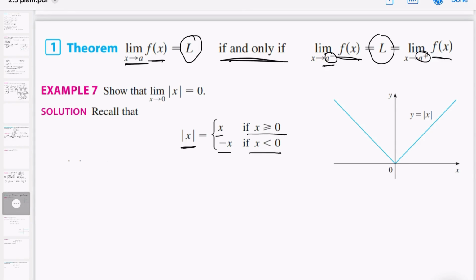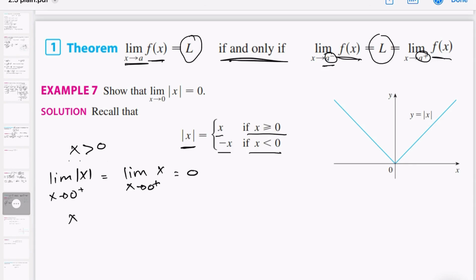Since the absolute value of x is equal to x for x greater than 0, we have the limit of the absolute value as x goes to 0 from the right. Because x is greater than 0, it's just equal to the limit of x as x goes to 0 from the right, which is 0.